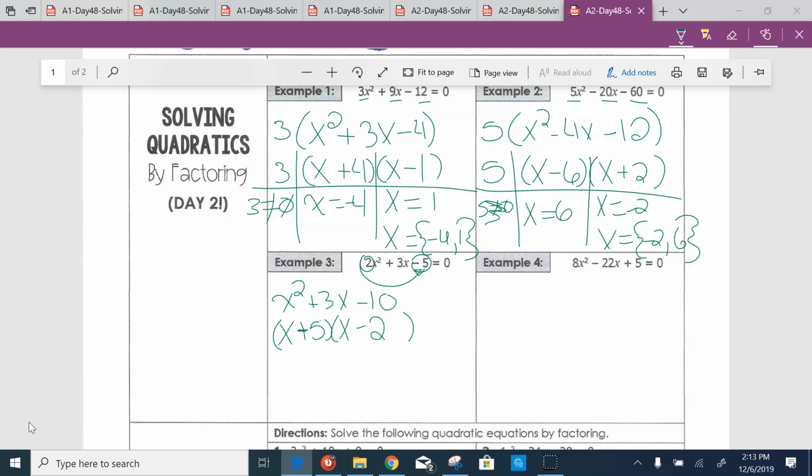Now, I can't forget about this step that I just did. I can't just move it over and pretend like nothing happened. I have to bring back this 2 that I used in the beginning. The way I do that is I take whatever answer I have at the end here, or whatever term I have at the end, and divide it by that original number up here.